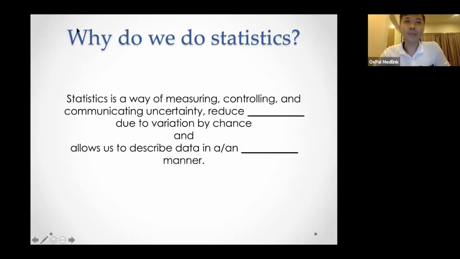So why do we do stats? Stats is a way of measuring, controlling, and communicating uncertainty. It reduces a true or false answer. Okay, let's fill in the blanks and see whether this is true or false. So it reduces the subjectivity due to variation by chance and allows us to describe data in an objective manner.